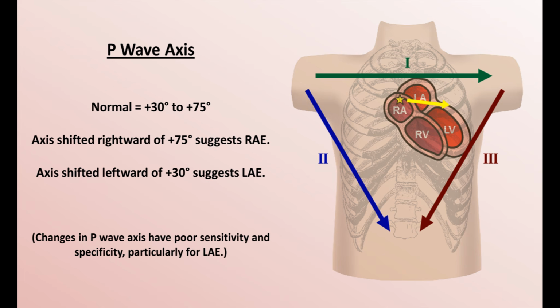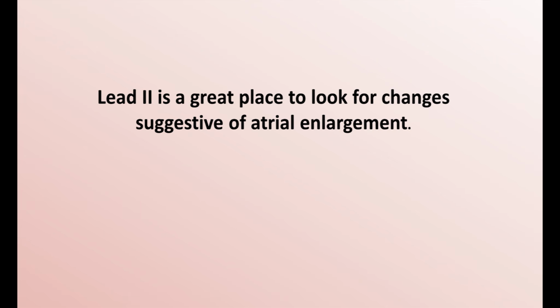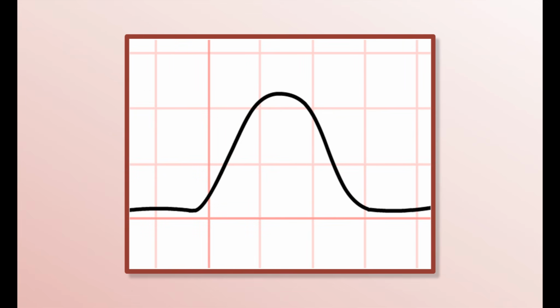Since the P waves in lead 2 are the most prominent, they are also a great place to look for changes in the morphology that can suggest atrial enlargement. This task is made easier by the fact that right atrial depolarization precedes left atrial depolarization ever so slightly on account of the sinus node's location in the right atrium. Here is a picture of a typical P wave as it might appear in lead 2.